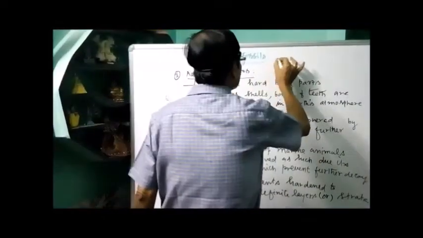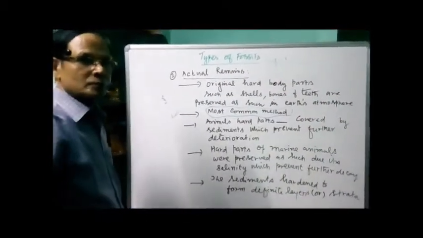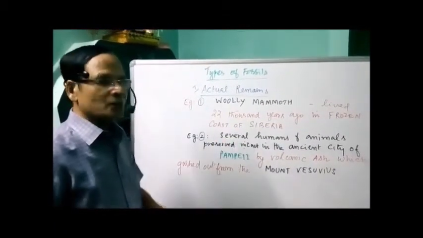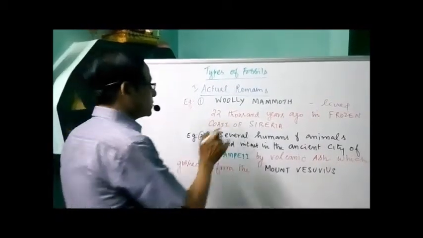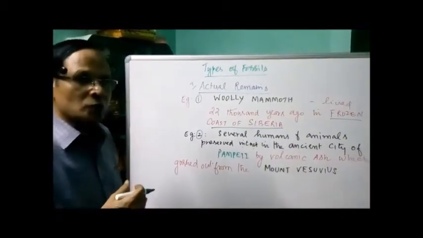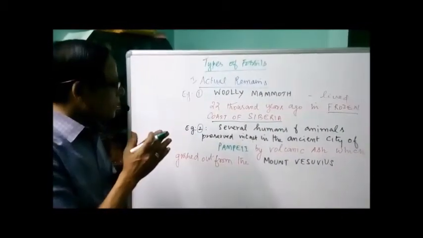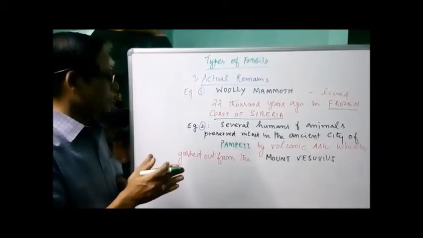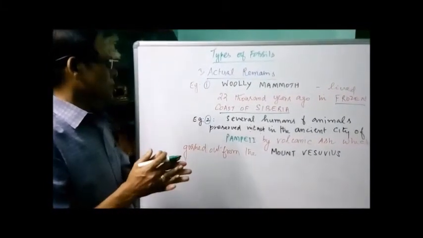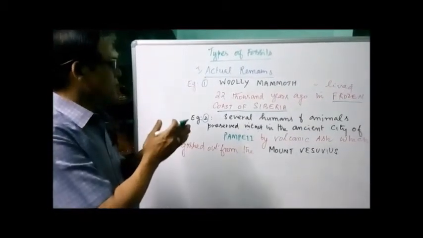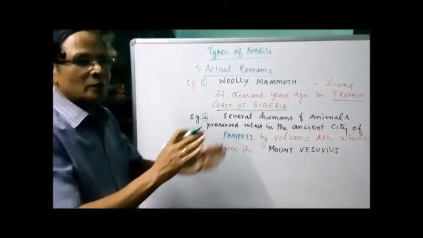Example number 1 for actual remains: the woolly mammoth, which was recovered from the frozen coast of Siberia and lived 22,000 years ago. Woolly mammoth means the ancient elephant, the ancestor of the present elephant, having hair all over the body. So in actual remains, the entire animal was preserved.